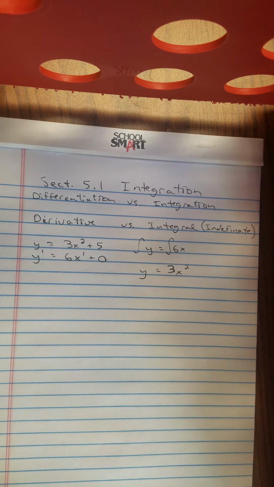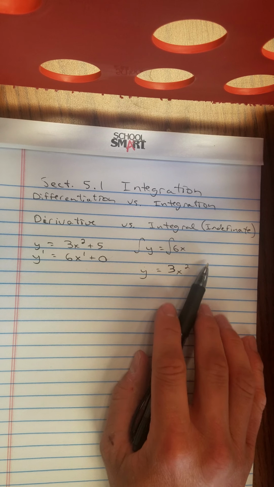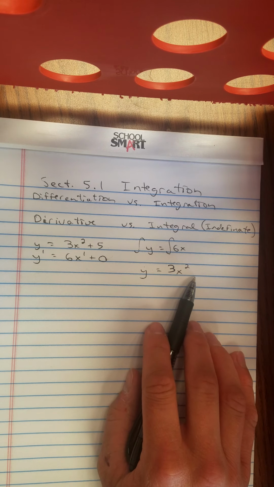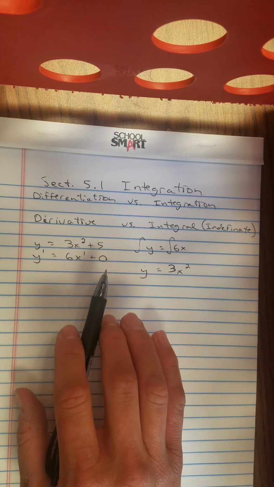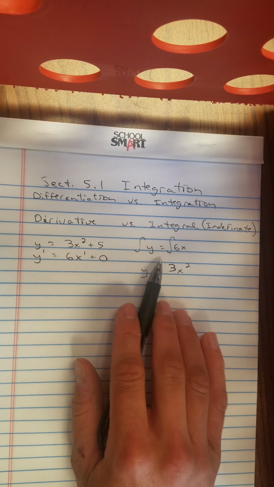Now here's the thing. We also know that potentially from a 6x, if this is what you got when you differentiated, there could have been a constant here, right? The thing is this. Every constant, when you differentiate, becomes 0. So when you do the opposite, when you integrate, it's also called anti-differentiation or the antiderivative, okay?